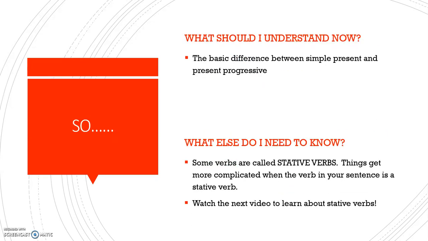Okay, so to wrap up, now you should understand this basic difference between simple present and present progressive. That includes the forms, but we're talking in this video about the meanings, right? And the time words that we use with the verbs. This is not the end of the story, though. What else do I need to know? Some verbs are called stative verbs. Things get more complicated when the verb in your sentence is a stative verb. Watch the next video to learn about stative verbs.